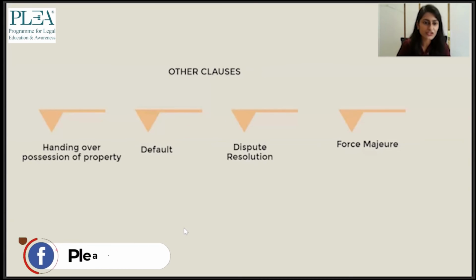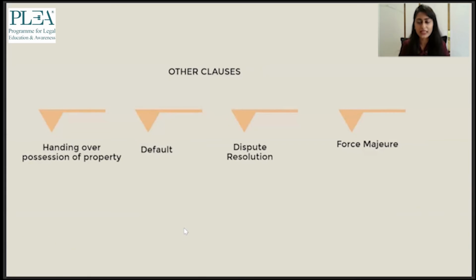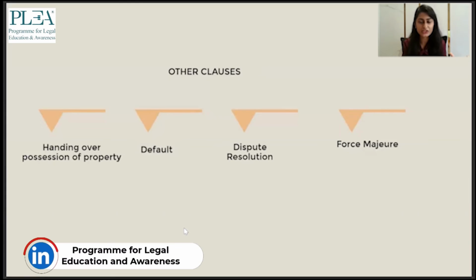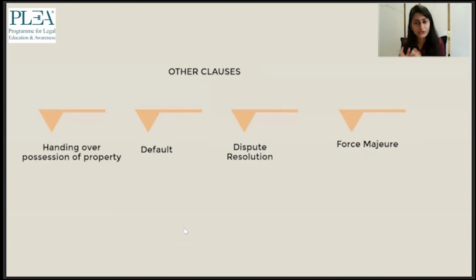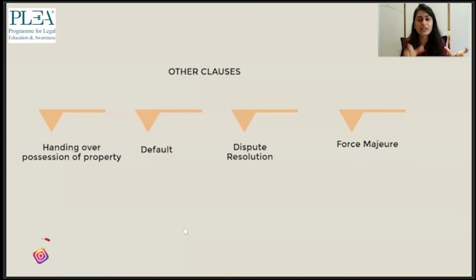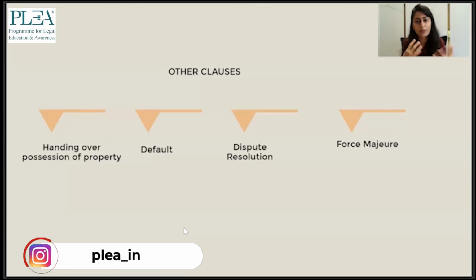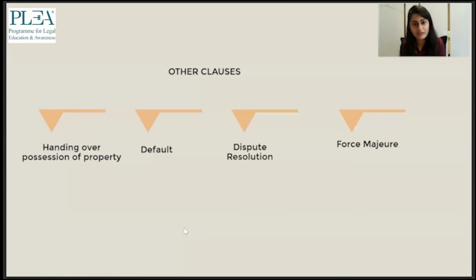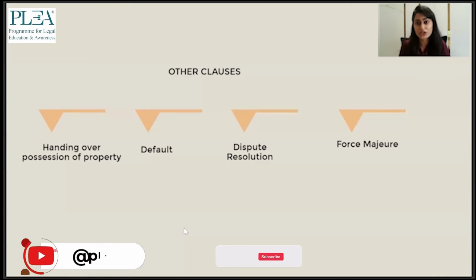Then there are other clauses such as handing over of the possession of the property. You have to again mention the words peaceful and vacant possession. Peaceful and vacant possession shall be handed over to the buyer from the seller after the full and final consideration of the entire amount. So peaceful and vacant possession, these two words are operative words that you should include in the draft. Then there are default and dispute resolution clauses.